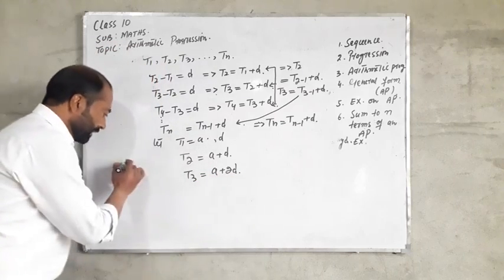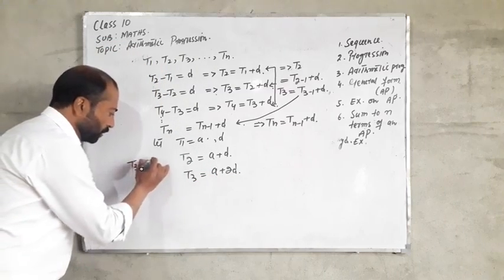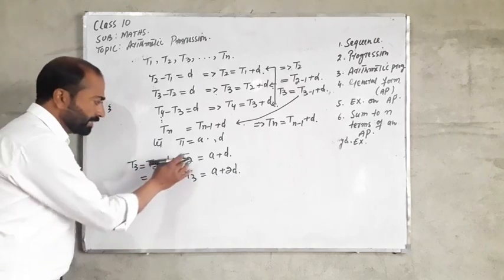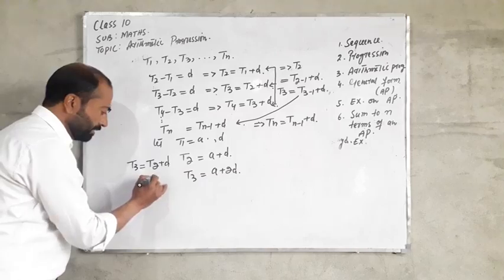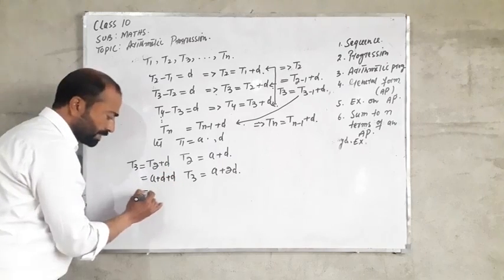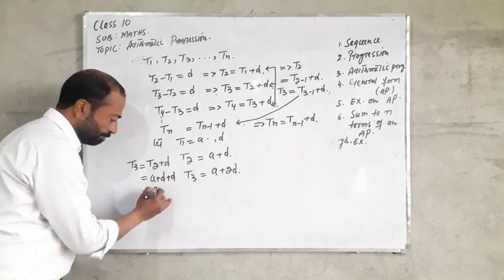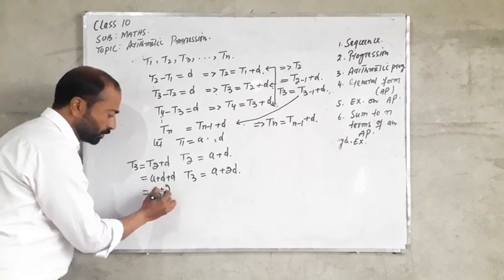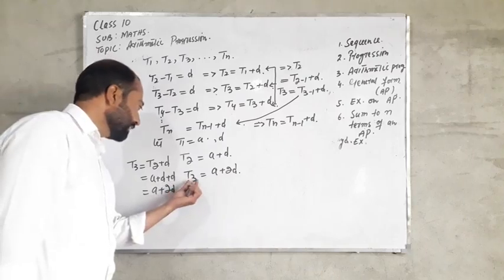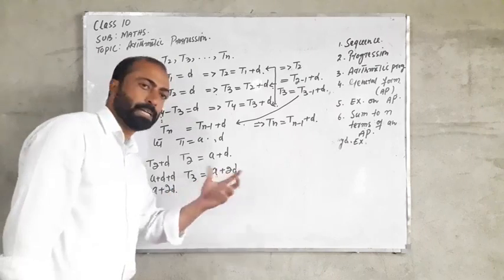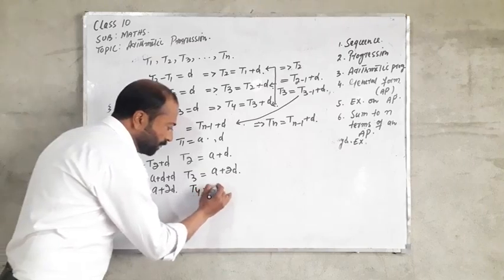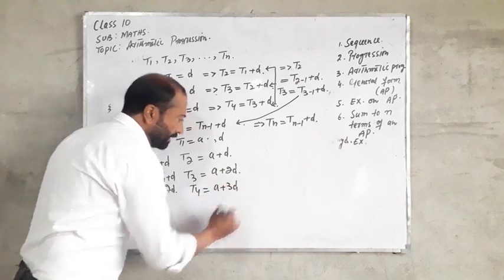Look here, T3 is actually equal to T2 plus D. Now replacing this T2 by A plus D, and plus this D. So this sums up to A plus D plus D, which is 2D. So following the fact that this T3 is equal to A plus 2D. Similarly, T4 is equal to A plus 3D.